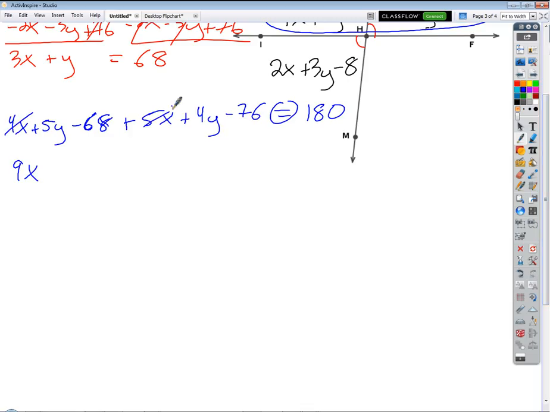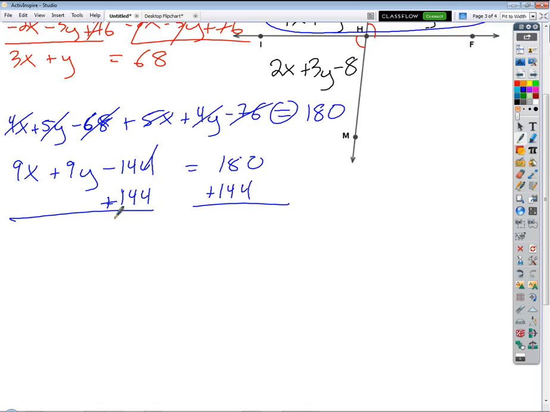So those are accounted for. 5y plus 4y. Good, 9y. So we took care of those. Negative 68 and negative 76 is negative 144. Is that right? Equals 180. What's my last step? Add 144. Come on. So I get 9x plus 9y equals 324.